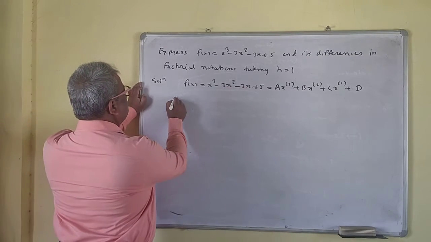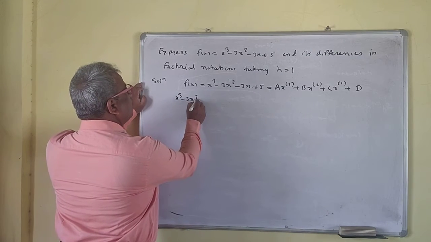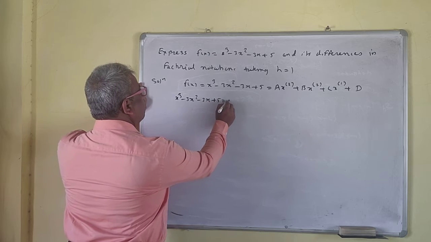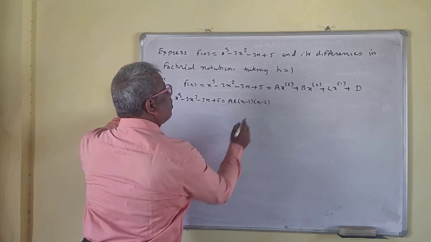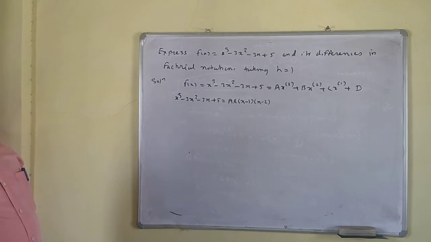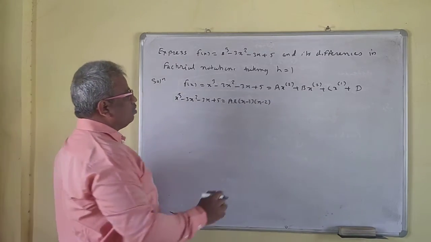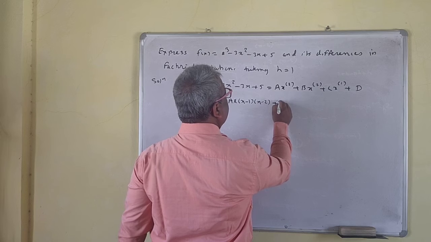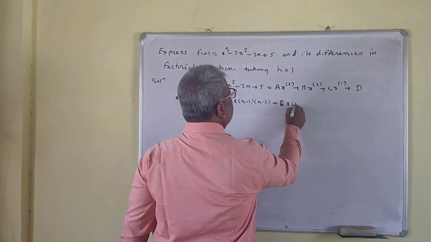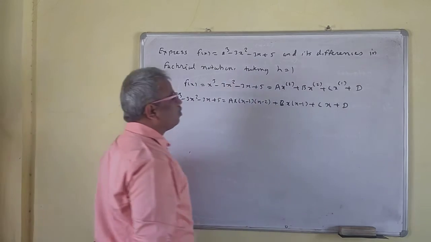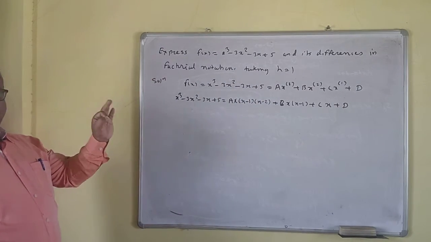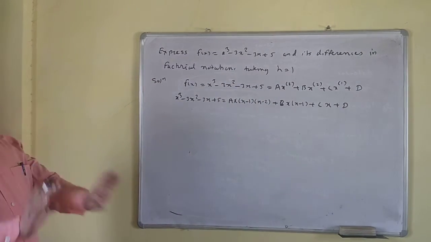So first we will do like this: x cube minus 3x square minus 3x plus 5 equals a into x into x minus 1 into x minus 2 plus b x into x minus 1 plus cx plus d. We are given h is equal to 1, so we'll take the benefit of that. Okay. So now we have to find the values of a, b, c, d by any method.